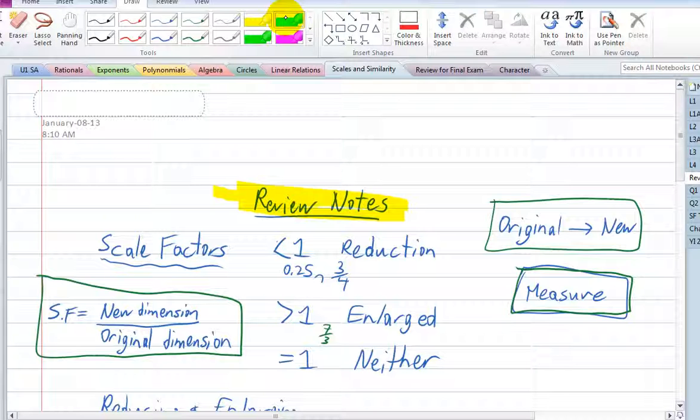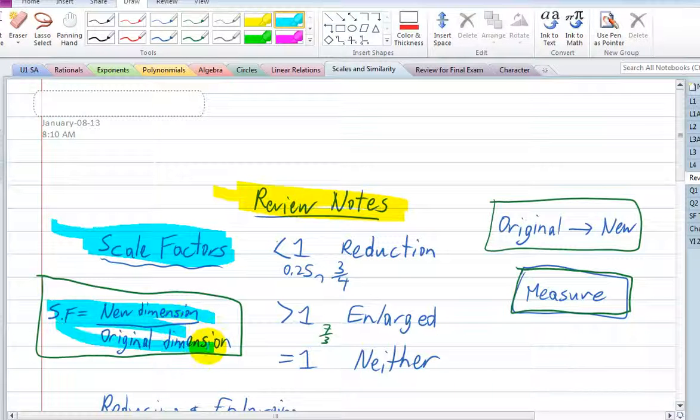Okay. So first thing. Yeah, Motley Crew. First thing we talked about was scale factors. Okay, so we looked at that the very first day. With the scale factors, what we're looking at is this formula in the green box. Ooh la la, so pretty.